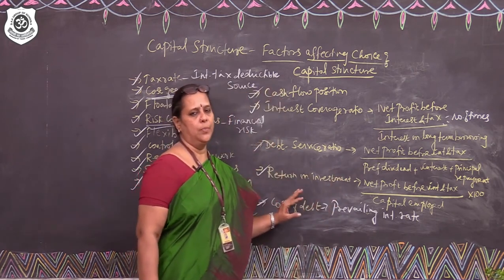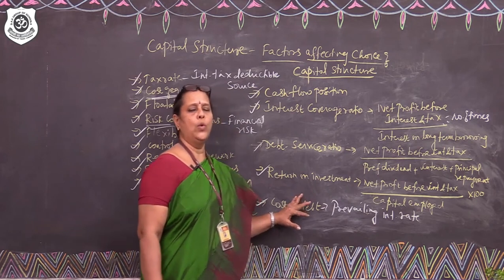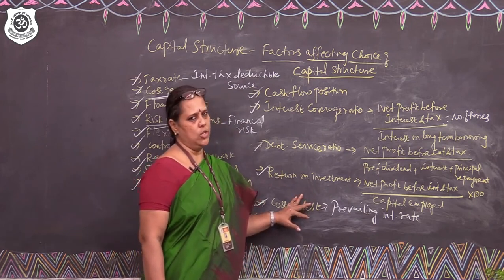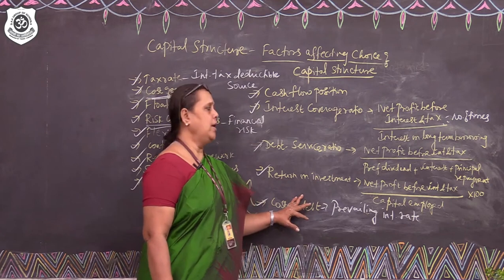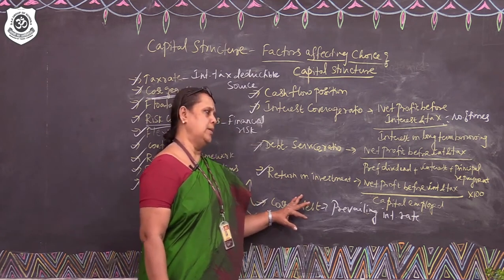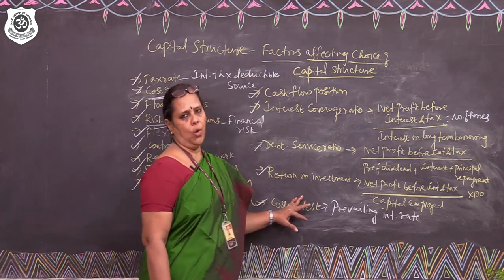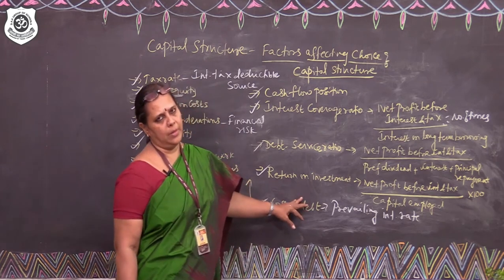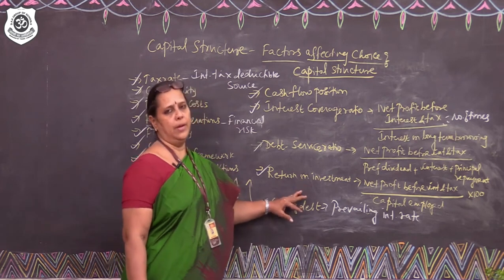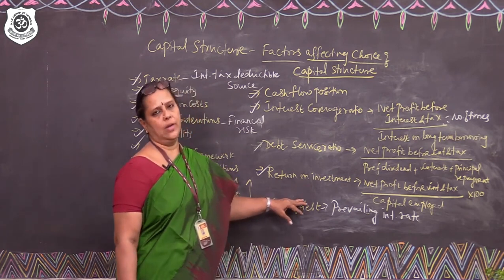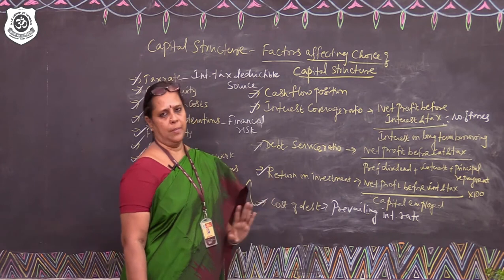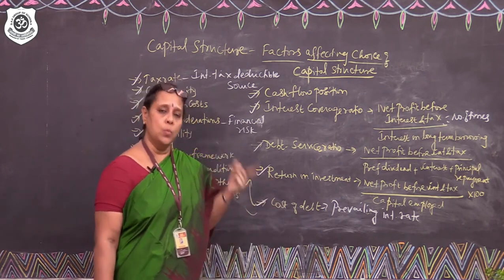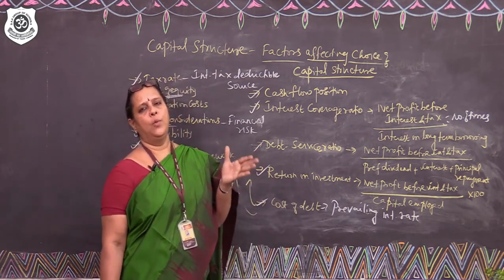The next is return on investment. This ratio is computed to evaluate the overall profitability of the organization. This is computed by dividing net profit before interest and tax by capital employed into 100. So, this ratio indicates overall profitability. Higher the profitability, greater is the ability of the organization to meet its fixed commitment. So, if ROI is more, then the company can employ more of debt.